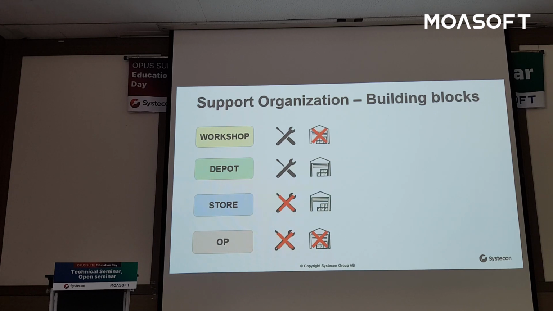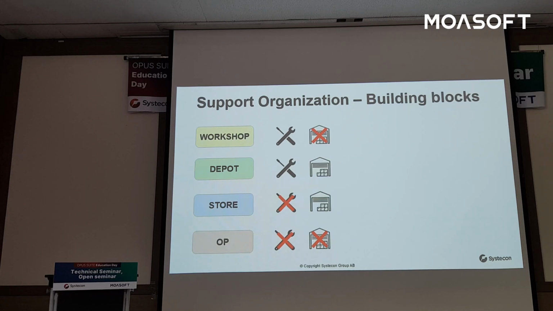First of all, we have what we call stations. Stations are the actual positions within the support organization. See them as geographical locations: your workshops, your operational sites, your warehouses, depots, whatever you might have. They can be of different types, those stations, and again it's color-coded in OPUS.